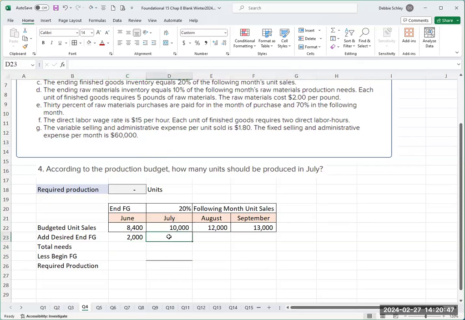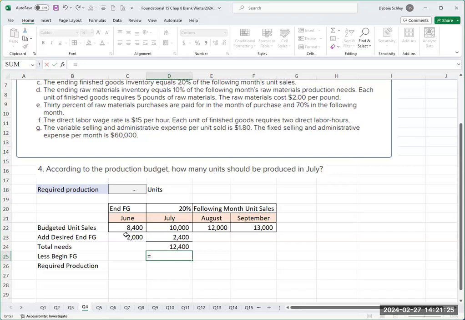And then for July, I'm going to do the same thing, but it's going to be August times 20%. And again, this question, we're talking about units because this is a production budget. So everything is in units. So they just want to know about July. What do we need to produce in July? So my total needs will be the 10,000 budgeted plus the desired ending finished goods. And now I need to minus my beginning finished goods.